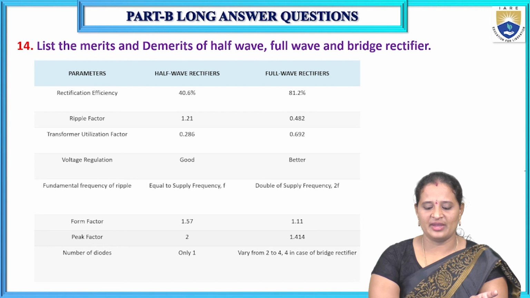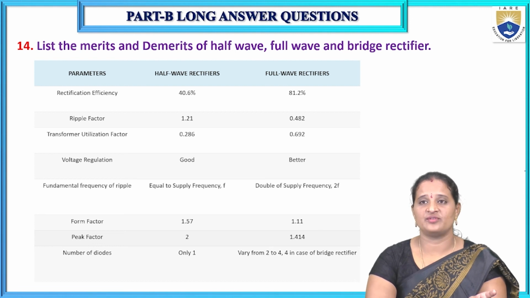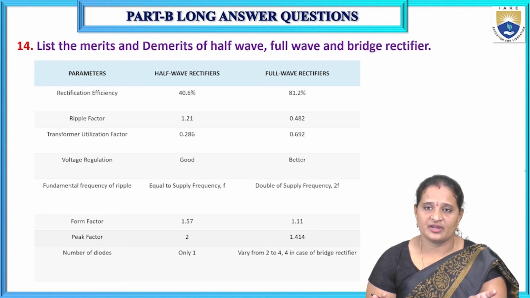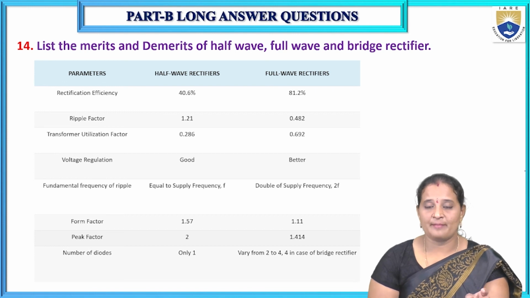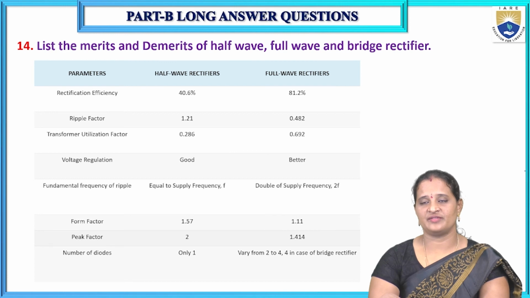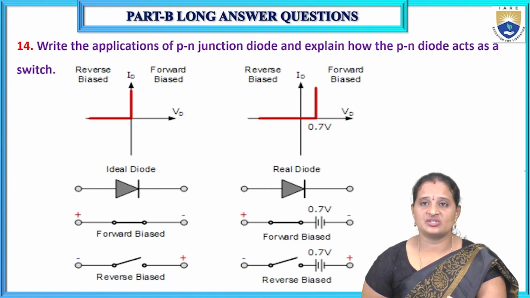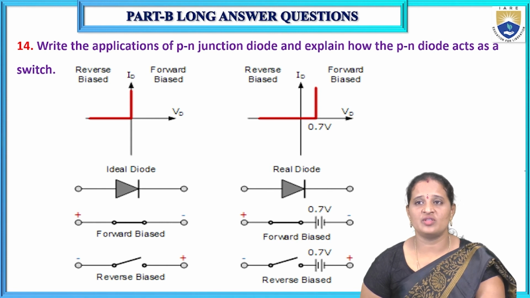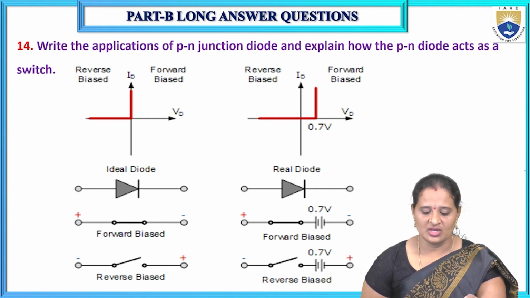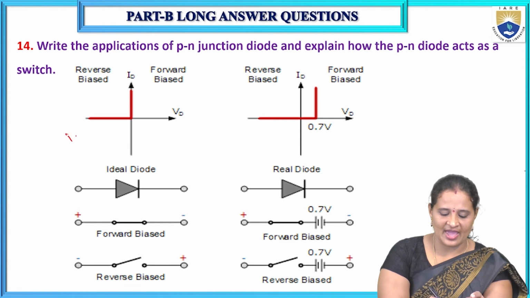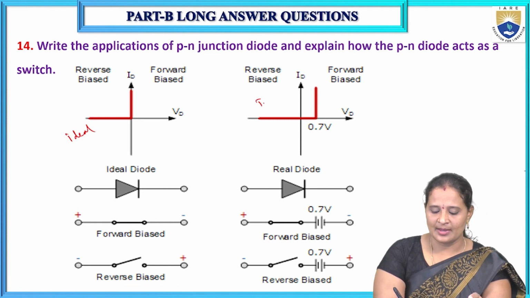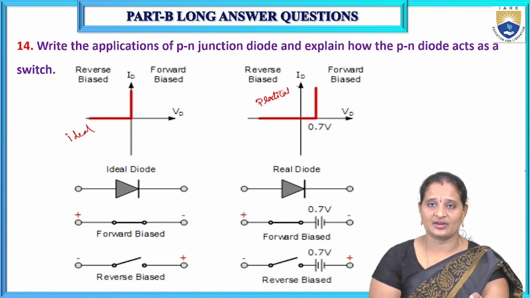List the merits and demerits of half wave rectifier, full wave rectifier and bridge rectifier. So this is the comparison here. Just write on the parameters for half wave rectifier, full wave rectifier and bridge rectifier. Then write the applications of PN junction diode and explain how the PN junction diode acts as a switch. So these are the ideal characteristics and these are the practical characteristics. Just mention these ideal and practical characteristics.